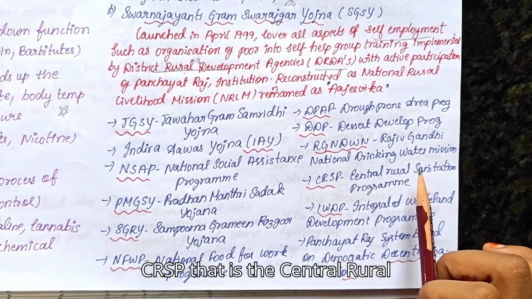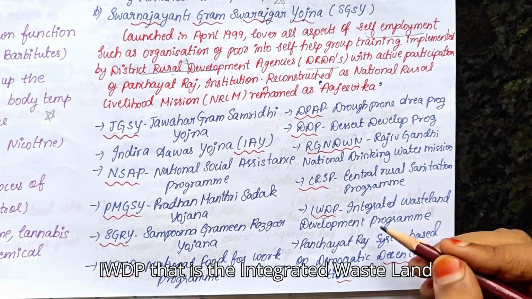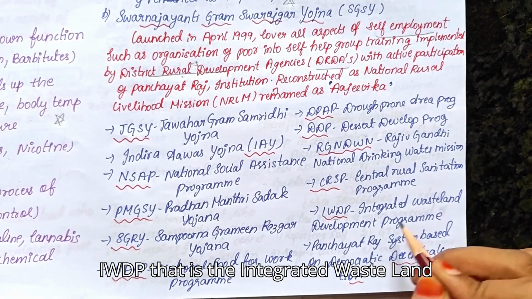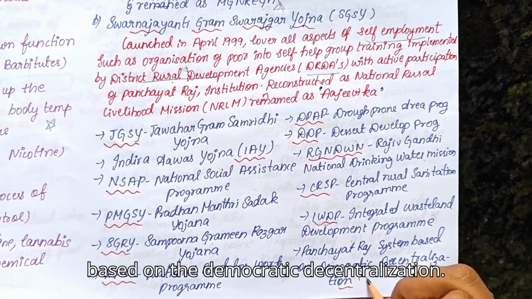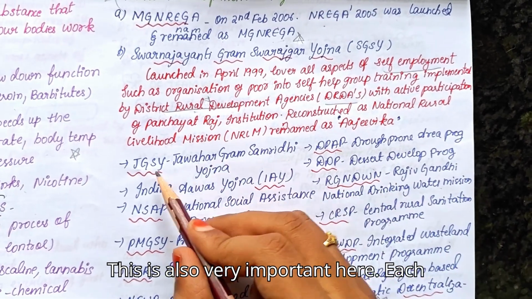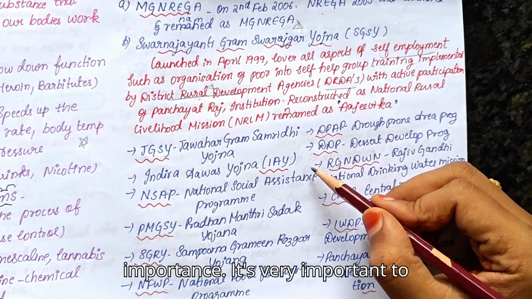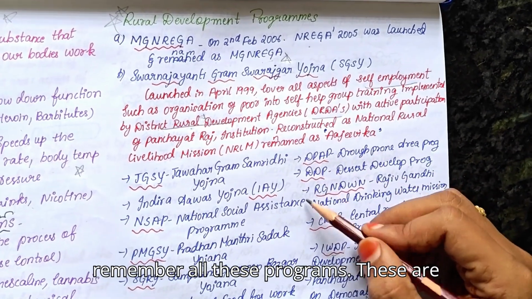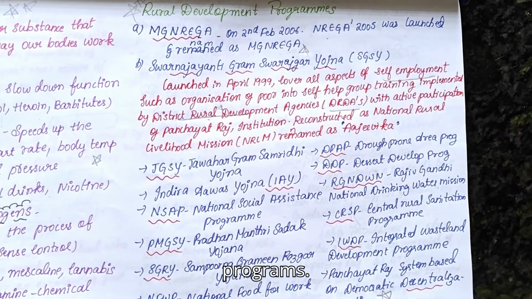CRSP, that is the Central Rural Sanitation Program; IWDP, that is the Integrated Wasteland Development Program; and the Panchayati Raj system based on democratic decentralization. This is also very important. Here each and every full form has its own importance. It's very important to remember all these programs. These all come under the rural development programs.